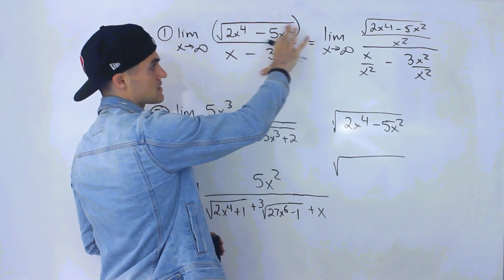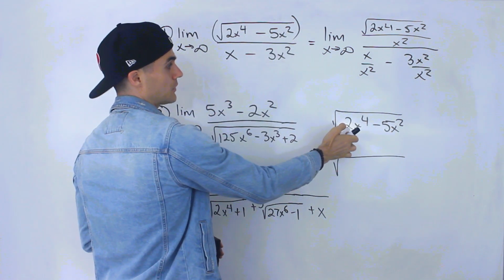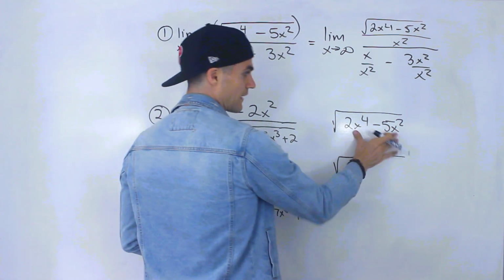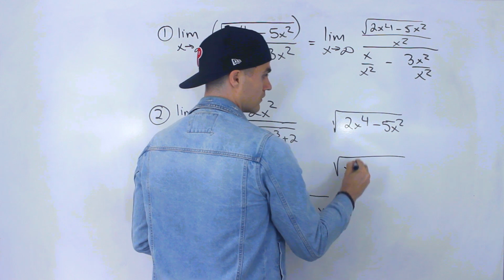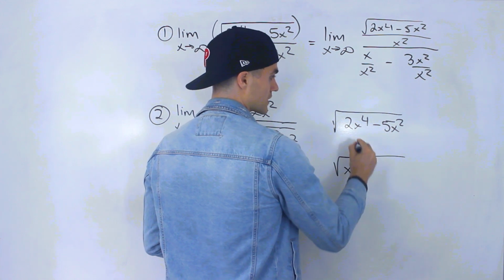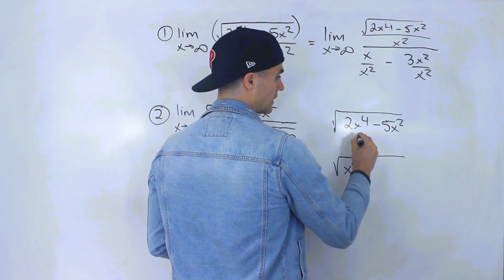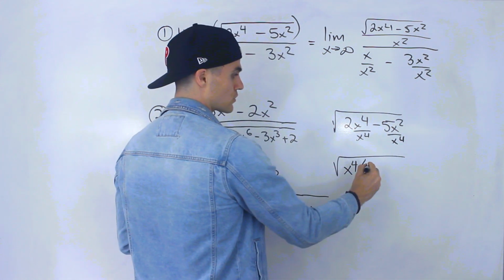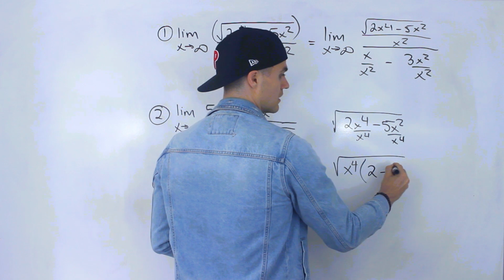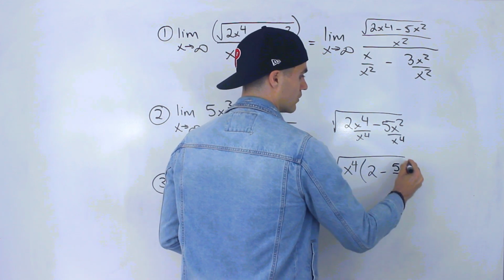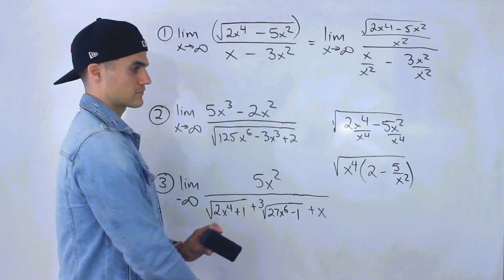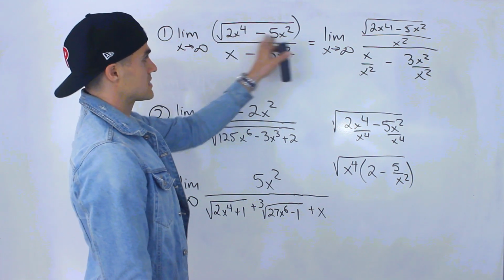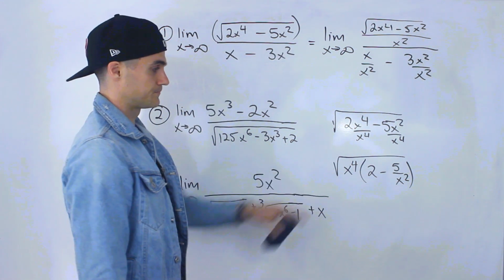So forget about this limit here for now. I'm just dealing with this numerator. I'm going to rewrite it. So if I factor out an x to the 4 from 2x to the 4 minus 5x squared, what would be left in the bracket? Well, we divide this by x to the 4, divide this by x to the 4, so we'd be left with 2 minus 5 over x squared, like that. Okay, so this is the same as this.